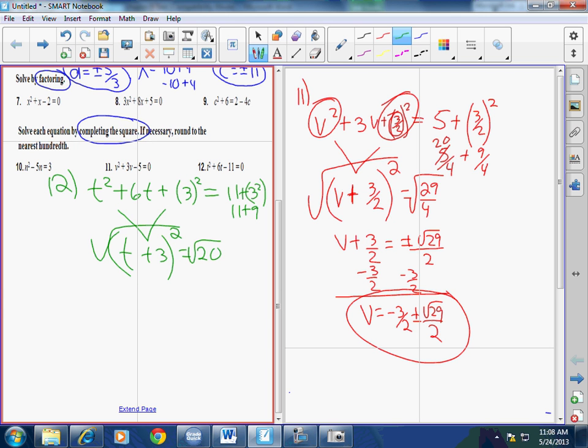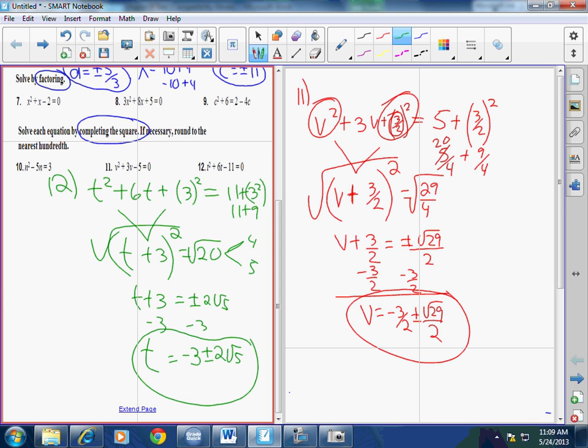Square root both sides. T plus 3 equals plus or minus 2 square root of 5. A lot of you guys forgot that. I didn't make you simplify the super large numbers, but this was, come on, man. That's 4 times 5. The square root of 4 is 2. Subtract 3 to both sides, and t will equal negative 3 plus or minus 2 square root of 5.